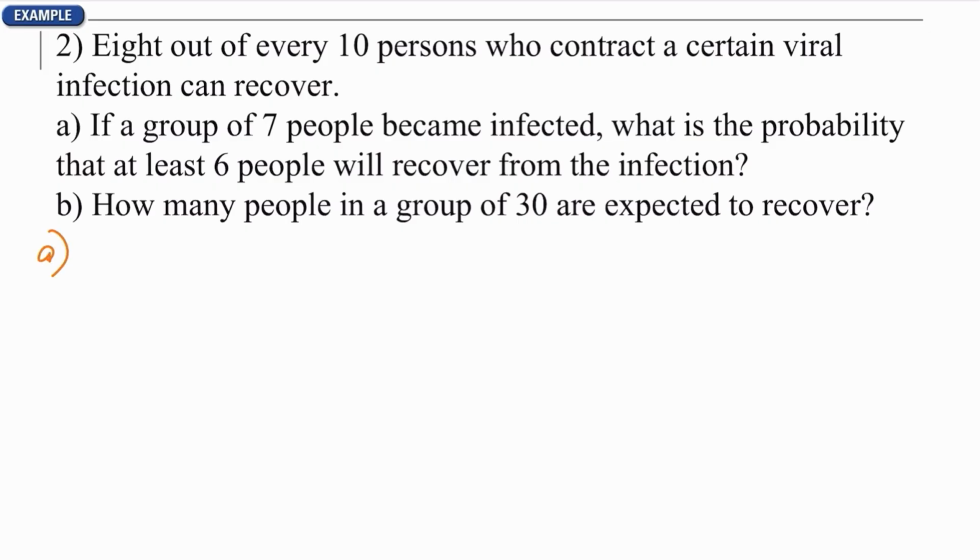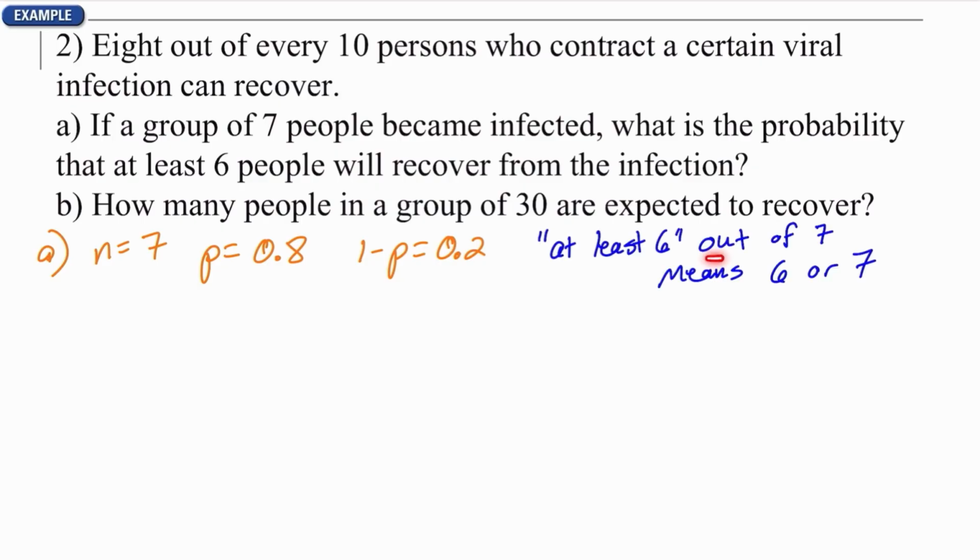So let's write down what we know. For part A, our number of trials is 7. The probability of success, so that's going to be the probability that you can recover. Well, 8 out of 10 people can recover, so the probability of success is 0.8, which means the probability of failure is 0.2. All right, now when we say at least 6 out of 7, that means 6 or 7.